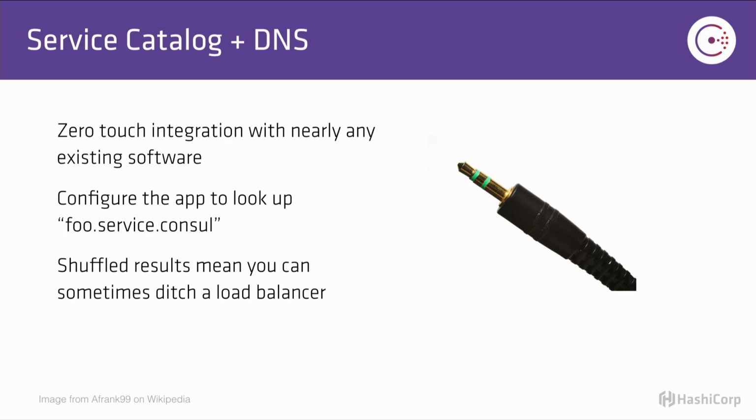It's the zero-touch integration with anything. You can have your crustiest thing from 10 years ago, or a new thing that you just don't want to make aware of Consul in any way. Anything can do a DNS lookup. It's an awesome interface. You configure your app to look up this magic name like foo.service.consul, and it's just gonna work. And since we shuffle the results, it's actually gonna load balance across all available instances of the foo service just by doing a lookup.